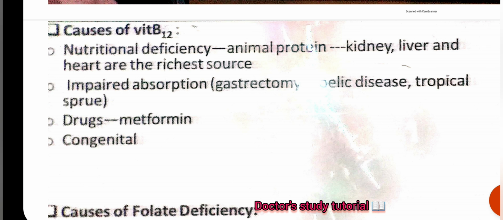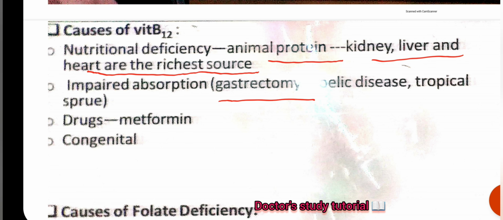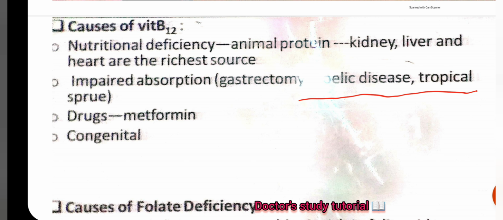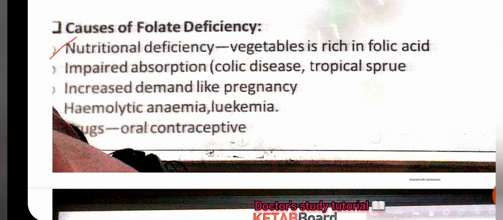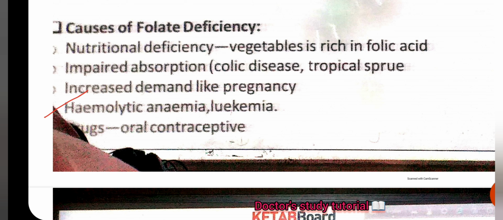Then we have to know the causes of vitamin B12 deficiency. Nutritional deficiency: animal protein, kidney, liver, and heart are the richest sources. Impaired absorption, যেমন গ্যাস্ট্রেক্টমি, celiac disease and tropical sprue, drugs like metformin, and congenital causes. They are the causes of vitamin B12 deficiency. The causes of folate deficiency: nutritional deficiency, as vegetables are rich in folic acid; impaired absorption, celiac disease, tropical sprue; increased demand like pregnancy, hemolytic anemia, leukemia; and drugs like oral contraceptives.